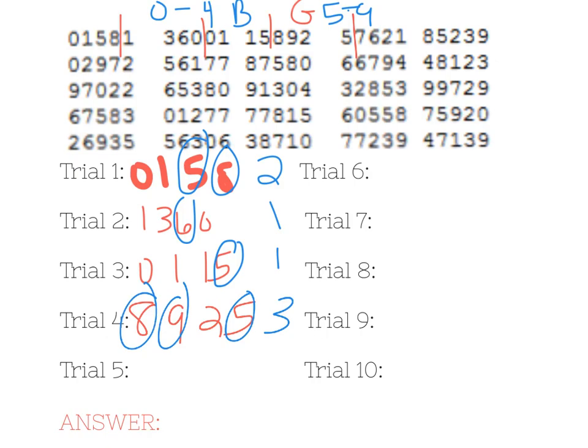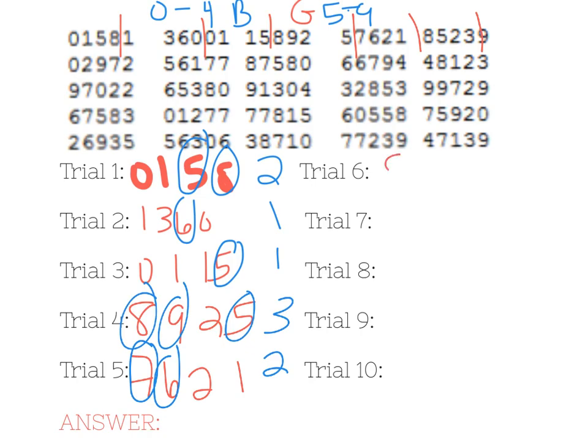And then next group, 7, 6, 2, 1. And within that group, the 7 is a girl, the 6 is a girl, so there's 2 girls in that group. And then we're going to keep going.